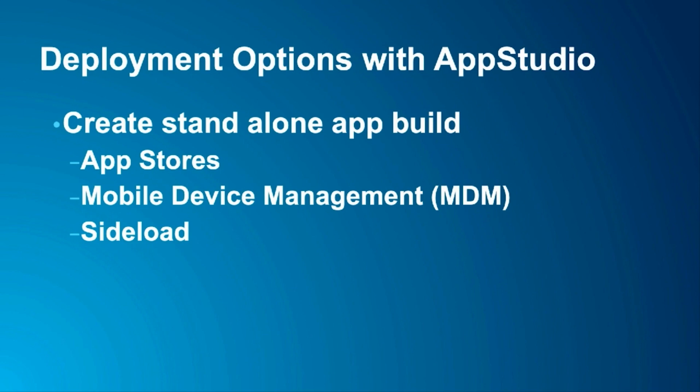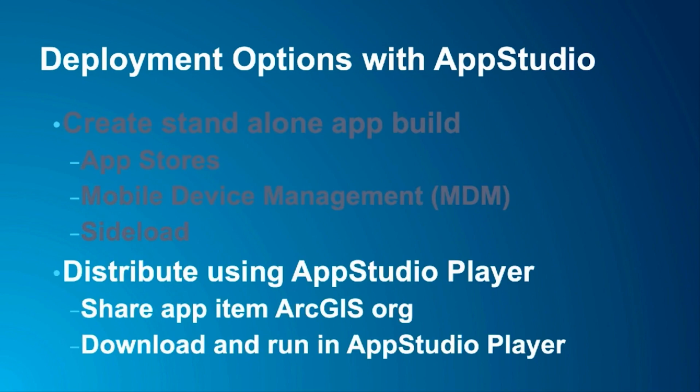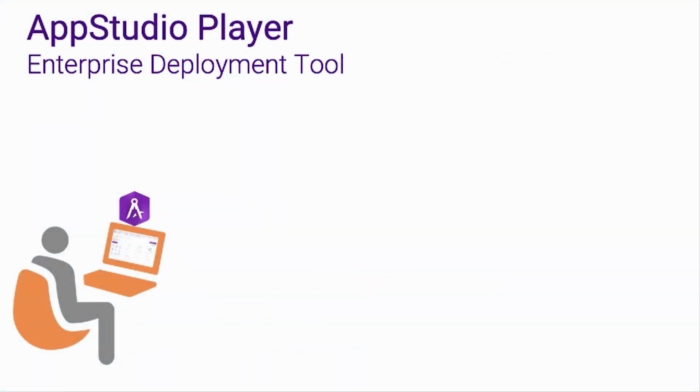Now, this is one option for deploying apps, but if you're deploying apps into an organization, maybe in your enterprise or to others that work at your organization, we have another deployment option, and that is to use AppStudio Player. So with AppStudio Player, you simply share your app to your ArcGIS org. You configure in desktop, share it to the org, and then download and run it inside of AppStudio Player. Now, AppStudio Player is a free download available for all different platforms, and you simply log in with your account and download that.